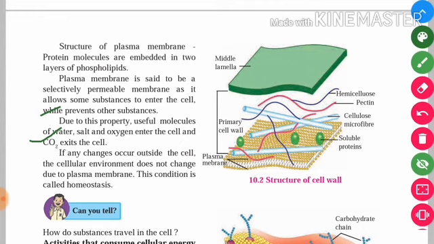If any changes occur outside the cell, the cellular environment does not change due to the plasma membrane. आणि जर बाहेरचं पर्यावरण काय चेंज झालं तर आत पर्यावरण चेंज होत नाही. तो कशाचं कार्य, ते म्हणजे कार्य आहे प्लाझ्मा मेम्ब्रेनचं. This is a condition called as homeostasis.